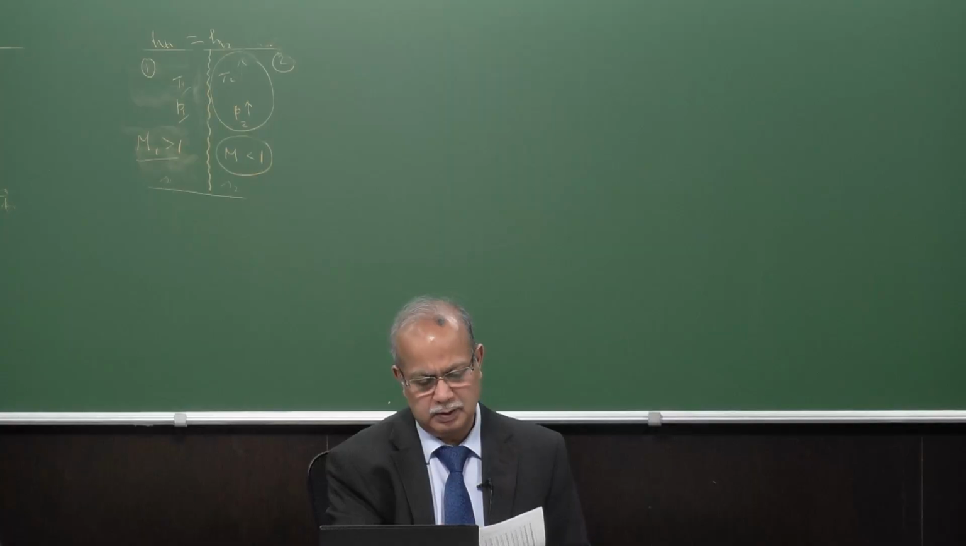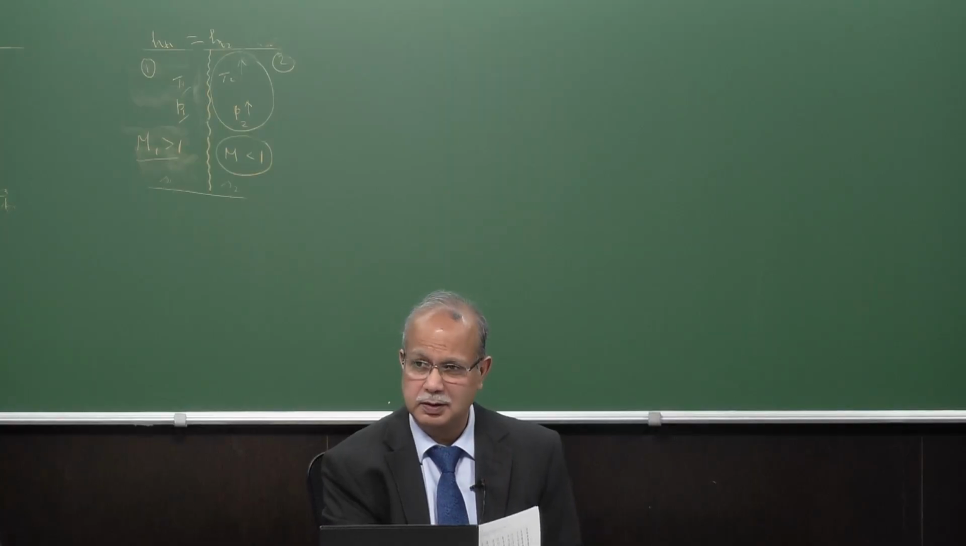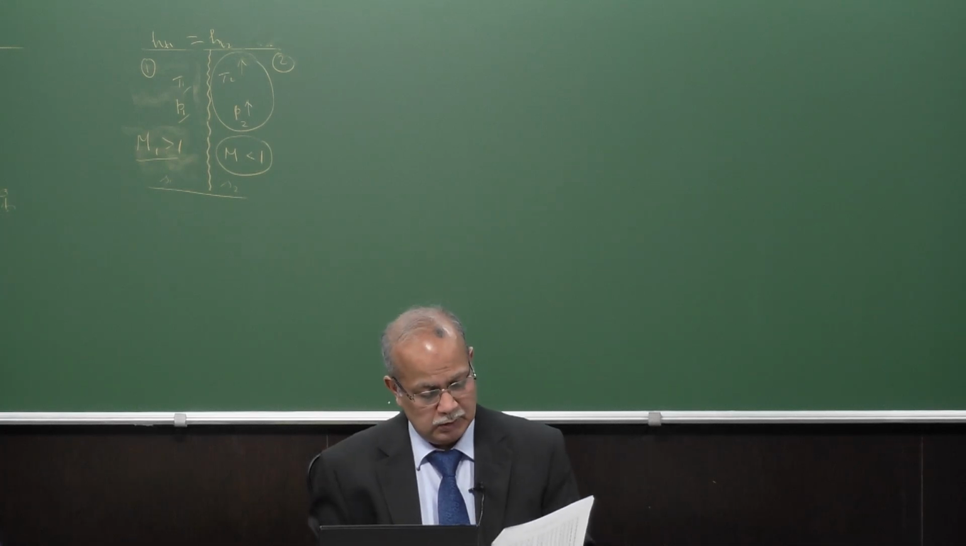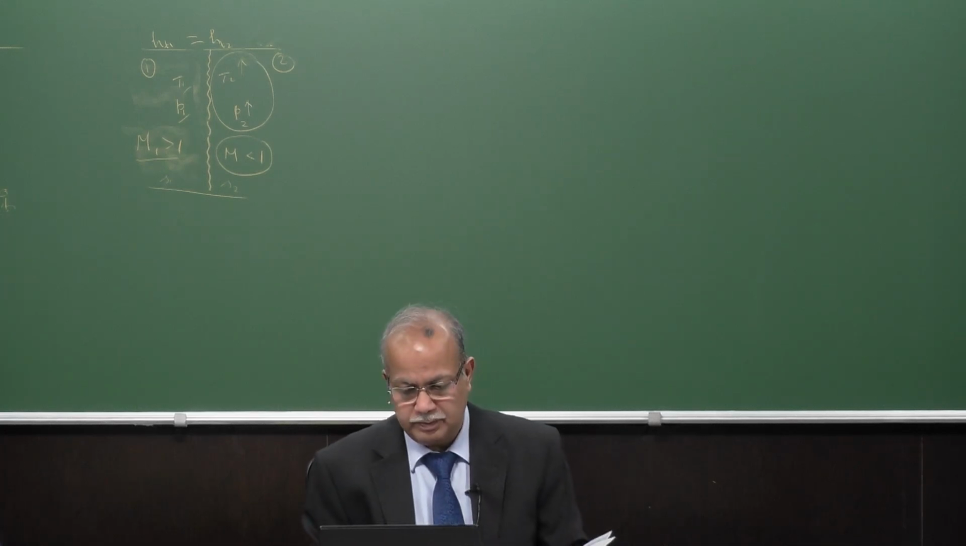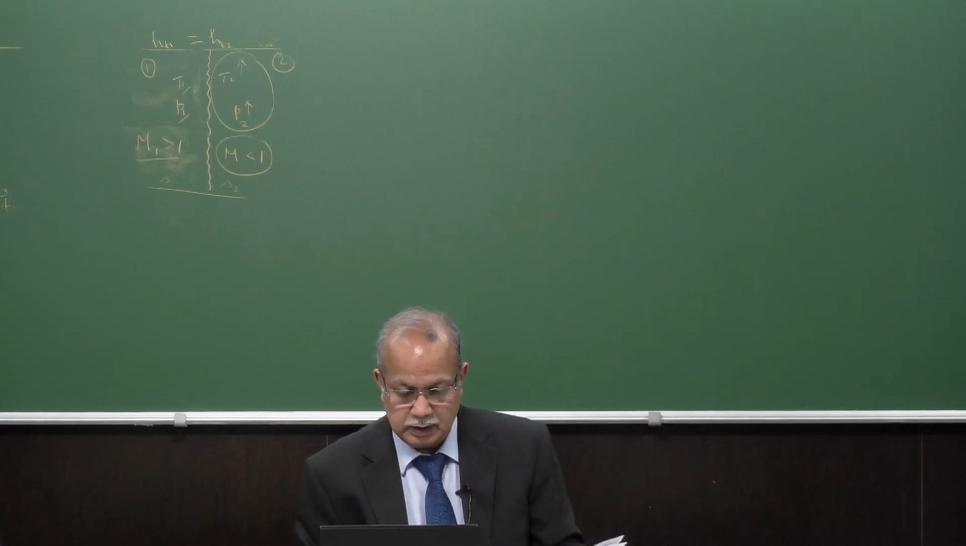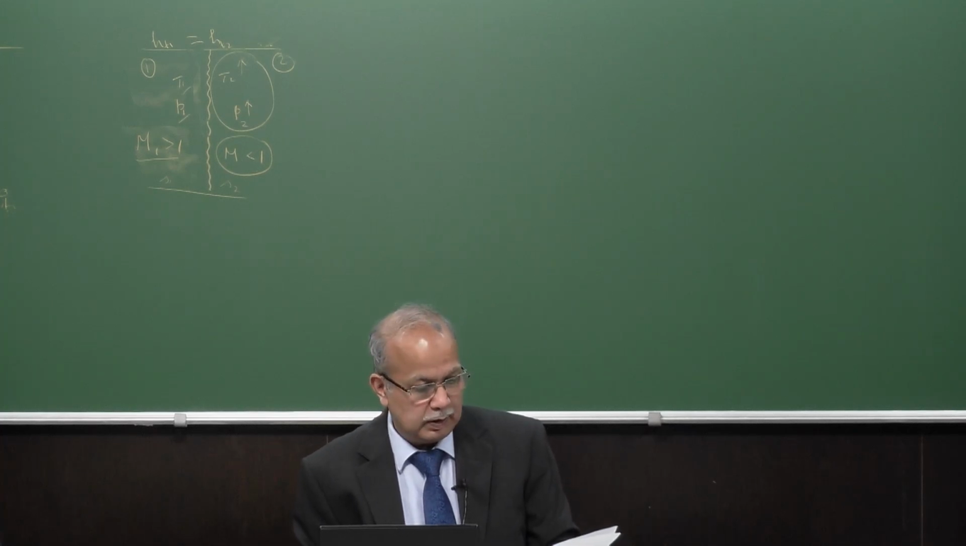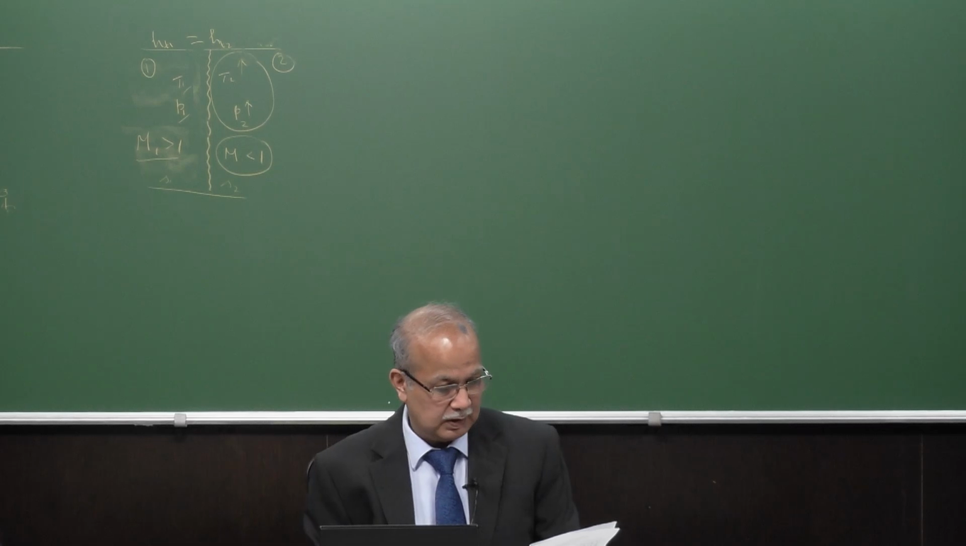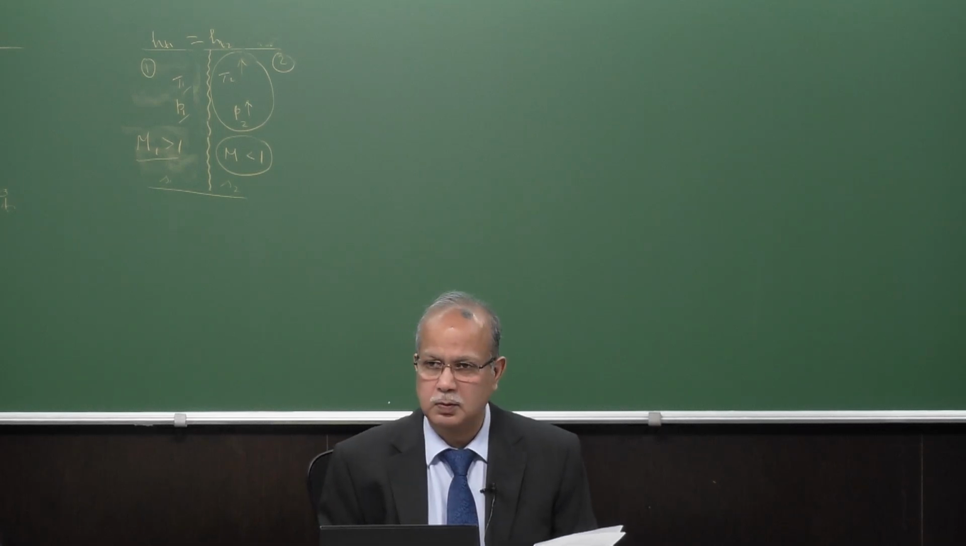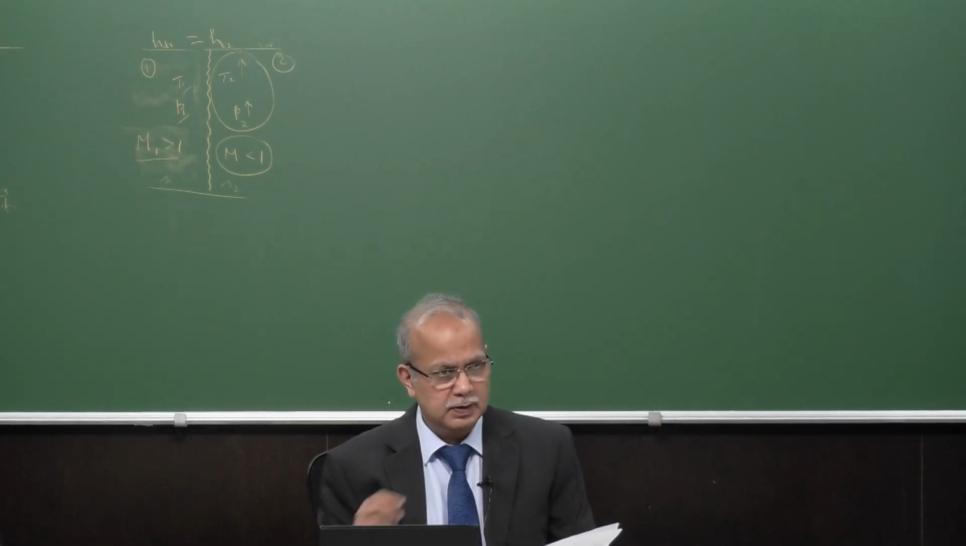This table is also called the NACA table, National Advisory Committee on Aeronautics. There are two tables here. The first one is subsonic flow. The first table is just the isentropic relationships. So let me show what we discussed here.